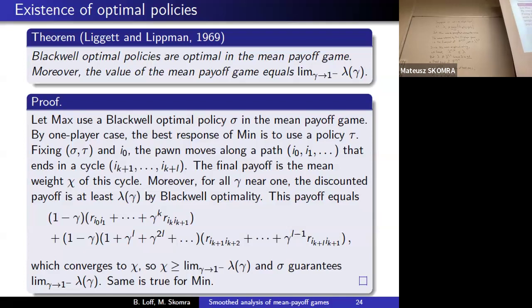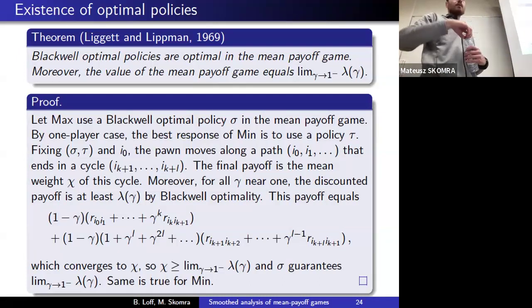Okay, so what does it mean? That when Max uses sigma, the mean weight of any cycle is at least this limit. So Min can't do better than that. And analogously, if Min uses a bracket optimal policy, then you get the opposite inequality. So this is the value of the mean payoff gain, and the Black-Hole optimal policy is the optimal.